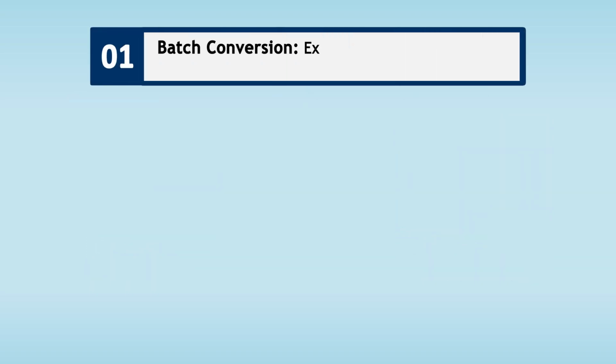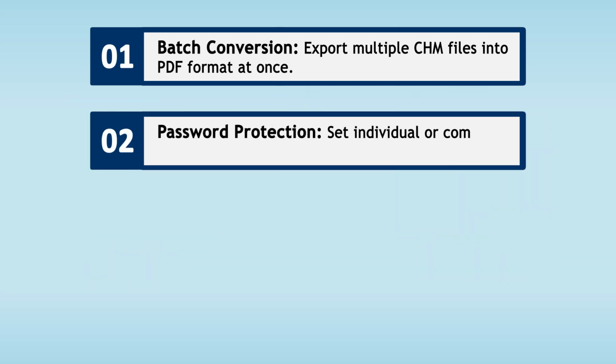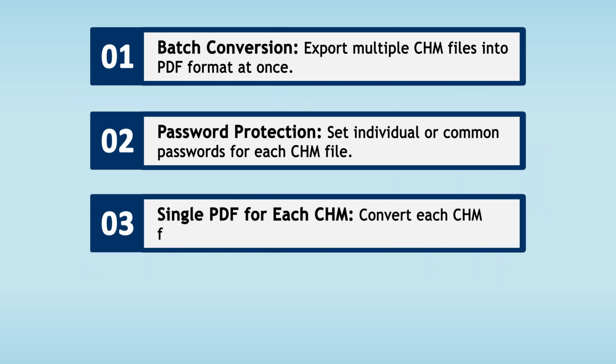Let's take a look at the key features of this CHM converter tool. Batch conversion. This feature allows the user to convert multiple CHM files into PDF format at once. Password protection. Users can set a password for each CHM file either separately or apply a single password to all files. Single PDF for each CHM. After converting each CHM file, the tool creates a separate PDF for every document.